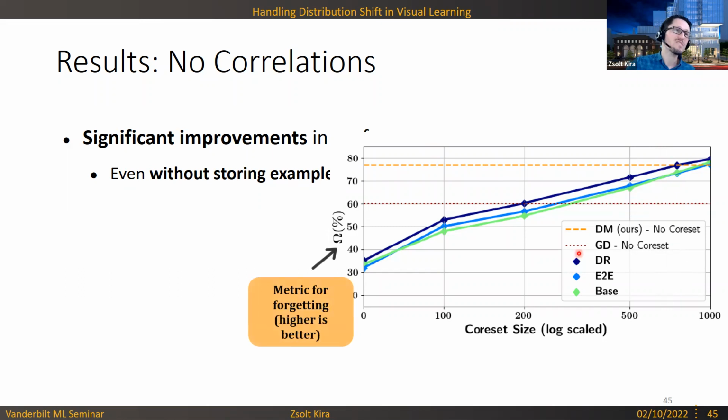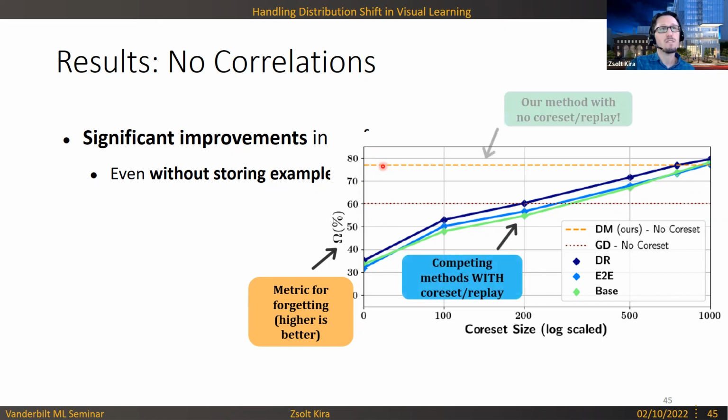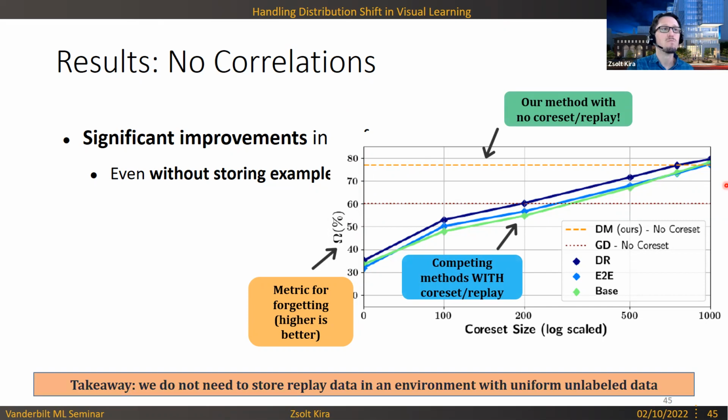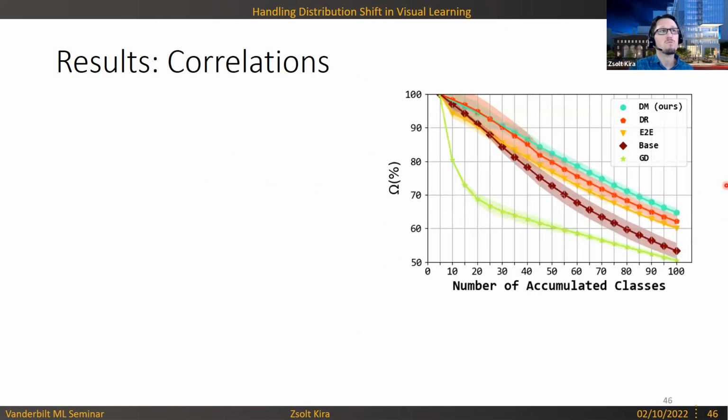And one thing I should have mentioned, sorry, the metric that we're using here is forgetting. Again, higher is better. I don't have the equation here, but it's a forgetting metric that looks at some comparison with the offline upper bound case. Higher is better here and shows less forgetting. And so again, we're competitive with no core set or replay against methods that actually do replay, which is quite significant. The takeaway is we don't actually need to store data in this environment that's uncorrelated.